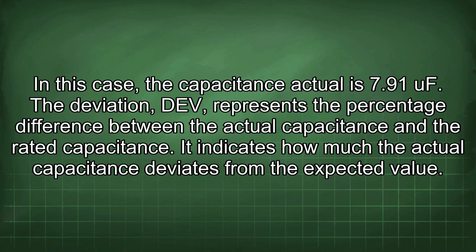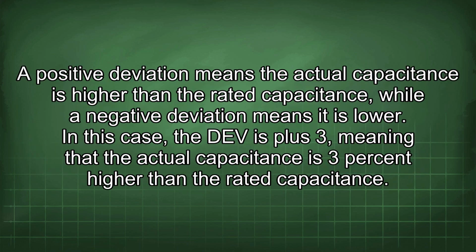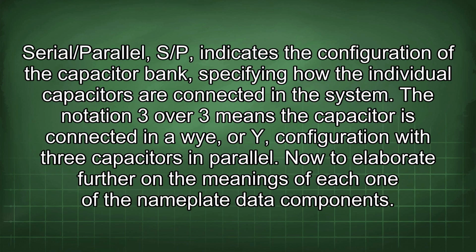The deviation, DEV, represents the percentage difference between the actual capacitance and the rated capacitance. It indicates how much the actual capacitance deviates from the expected value. A positive deviation means the actual capacitance is higher than the rated capacitance, while a negative deviation means it is lower. In this case, the DEV is +3, meaning that the actual capacitance is 3% higher than the rated capacitance.